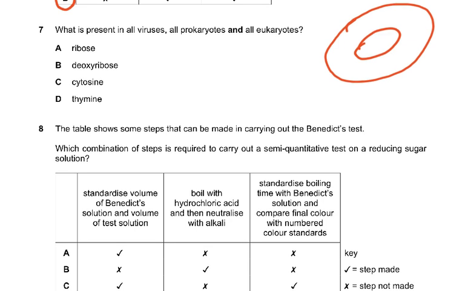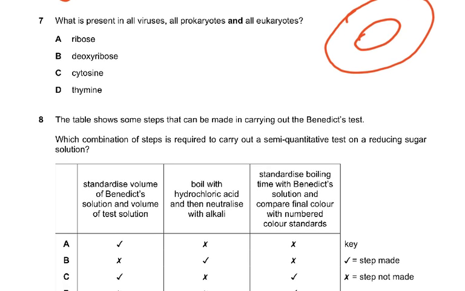Then it says, what is present in all viruses, all prokaryotes, and all eukaryotes? Now, it's a very interesting question because you have to relate virus, prokaryotes, bacteria, and all eukaryotes. That means animal and plant cell and fungal cells. So, ribose can be present in viruses. Why? Because viruses can be RNA or DNA. Prokaryotes can also have, bacteria can have mRNA, so ribose can be present, eukaryotes.